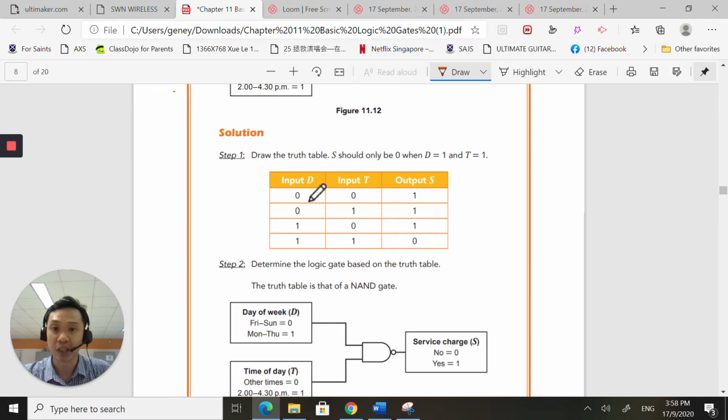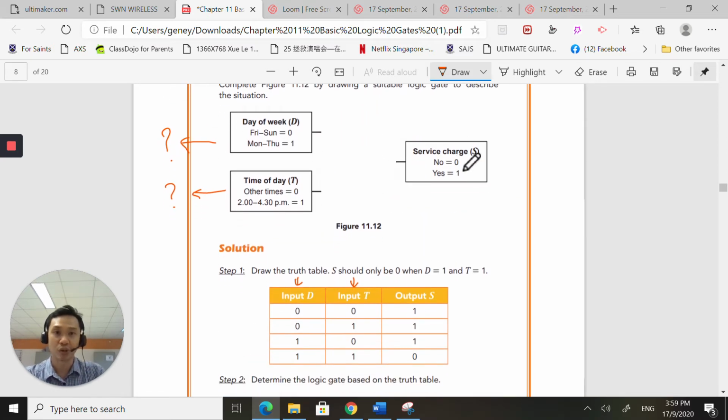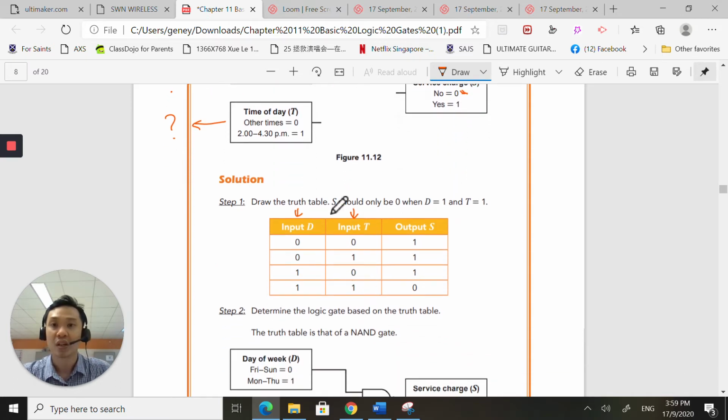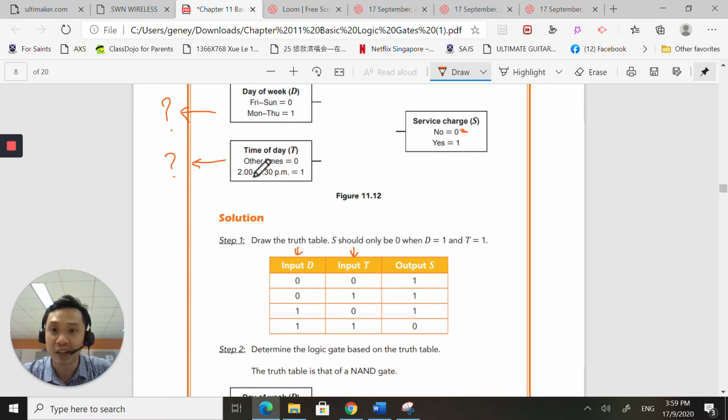Same thing, this input D, input T, these two, you don't have to think. Remember the pattern, 0011, 0101, write it down. So now it will only remove the service charge. No service charge if it is only Monday to Thursday and between this time. So both need to be 1 in order to have no service charge. Any other days, any other times, there will be service charge. You got to pay, son.